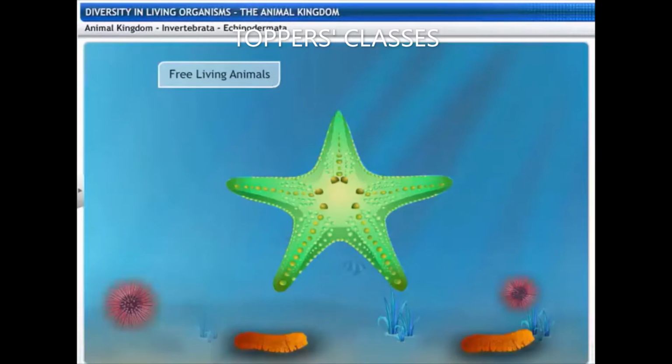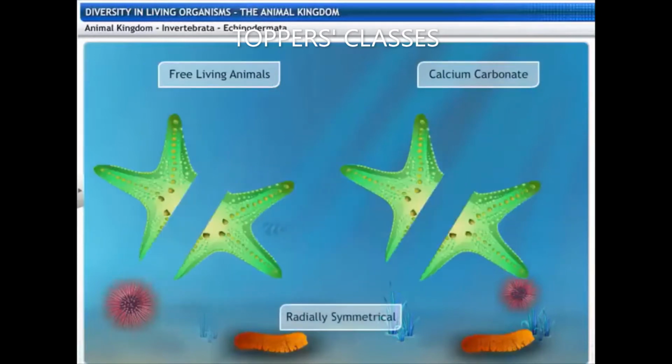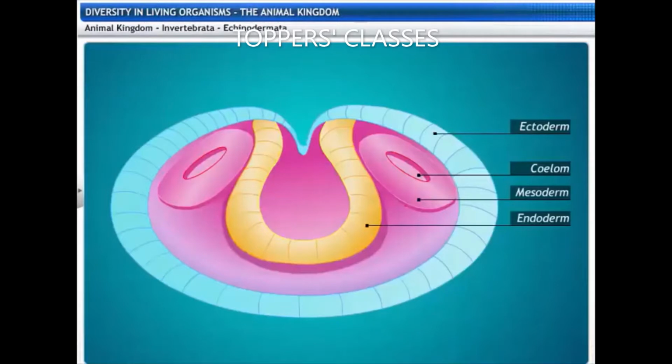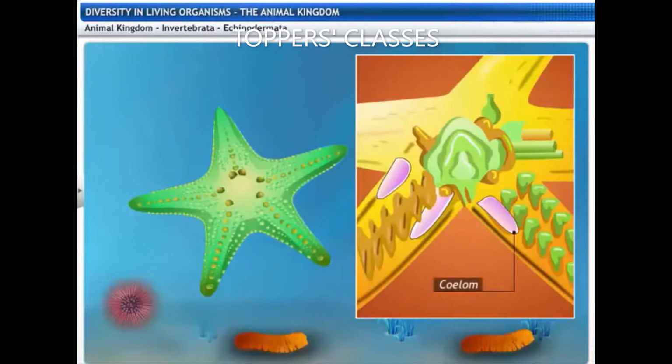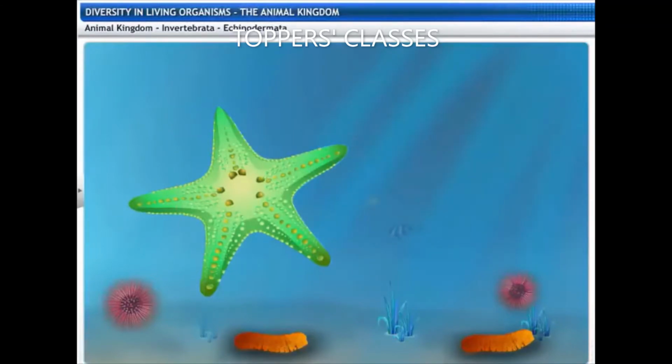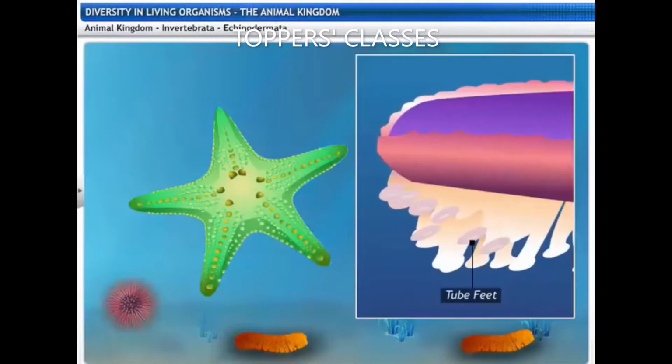The skeletons of echinoderms are made of hard calcium carbonate. Echinoderms are radially symmetrical. Their bodies have 3 layers, called triploblastic, and they have a true coelomic cavity. Their bodies have tube-like extensions, called tube feet, which help in locomotion and food collection.